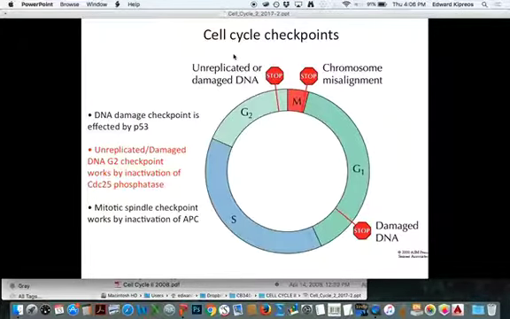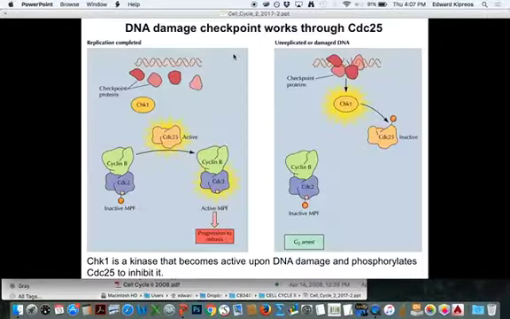Now we're going to talk about this other checkpoint, which is the G2 to M phase transition. If a cell has gone through S phase but hasn't finished replicating and has unreplicated DNA, the cell doesn't want to go into mitosis. The cell wants to finish its replication. This is called the unreplicated DNA checkpoint, and if there's damaged DNA, it also wants to stop. The unreplicated or damaged DNA checkpoint prevents the cell from going into mitosis.